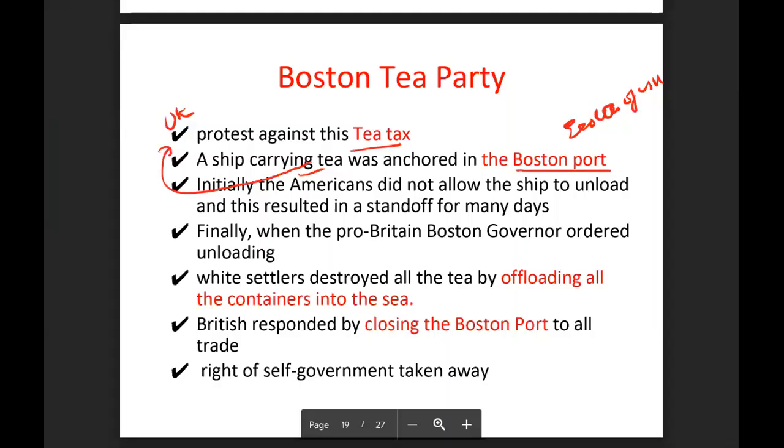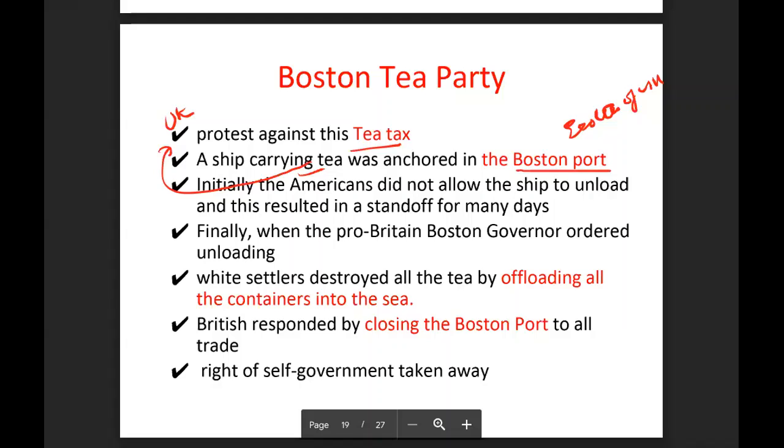Now, after the Navigation Act came, prices did not go so high, but traders were not getting profit. That was the main issue. So Americans did not allow the ship to unload, and this resulted in a standoff for many days. And after all, the monopoly was also given to the East India Company. All this was in the mind of people. They did not allow the cargoes which had come to be unloaded.